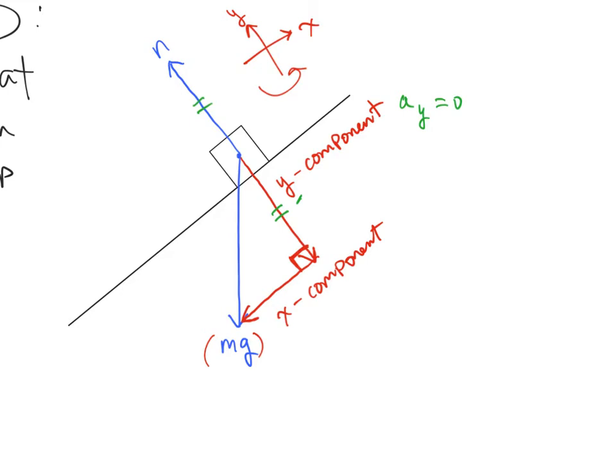By the same logic, a in the x direction has to be 0, right? There can't be any acceleration down the ramp or up the ramp if this thing is in fact in a balanced force situation, if it's not accelerating.